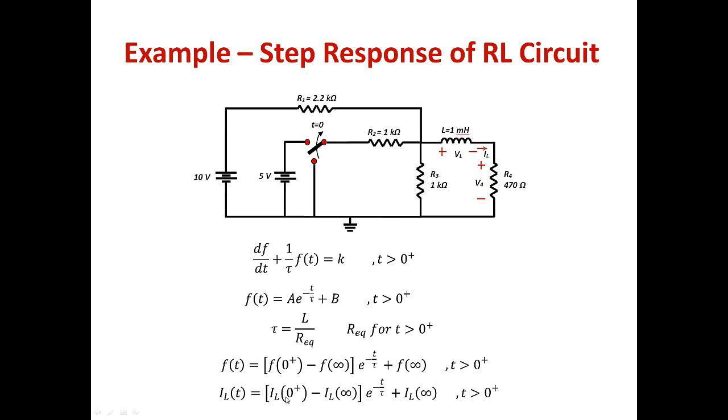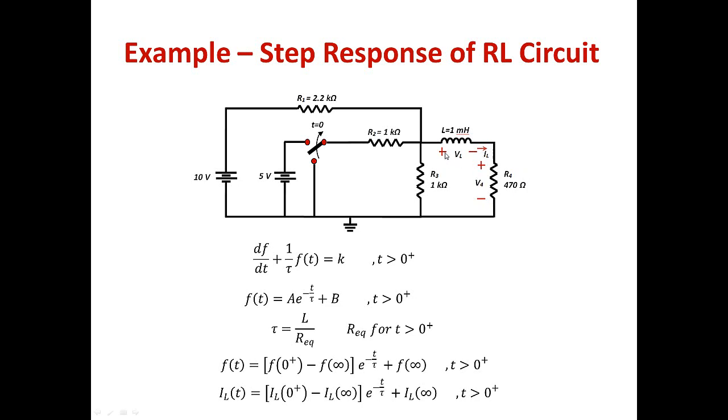So basically, if you want to solve for an RL circuit, there are 3 elements you need to find. The first thing is you need to find IL at 0 plus, which is the same as IL at 0 minus. You need to find IL at infinity, and you need to find tau. If you solve for those, you solve for IL of t.